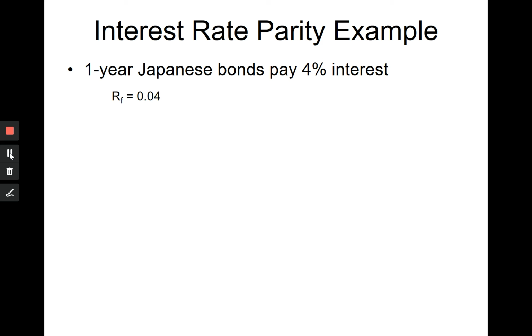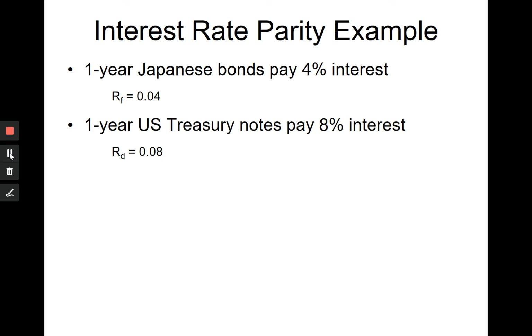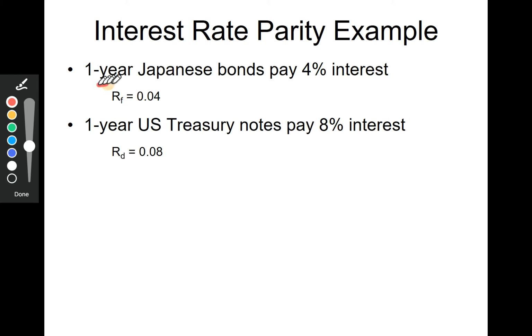First of all, it says that 1 year Japanese bonds pay 4% interest. That means in equations or notation R sub f equals 0.04. In other words, if you loan 100 to Japanese government, after a year they pay you 104. And of course this loan has to be in yen, for example, 100 million yen. Number two, the 1 year, notice that these two 1 years have to be the same because of maturity matching.